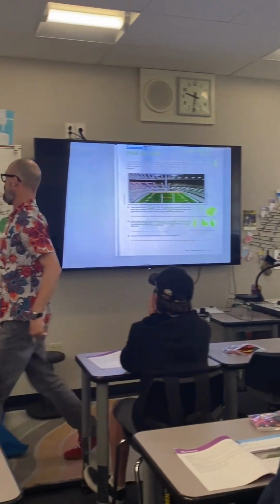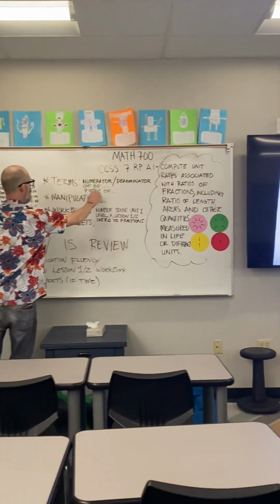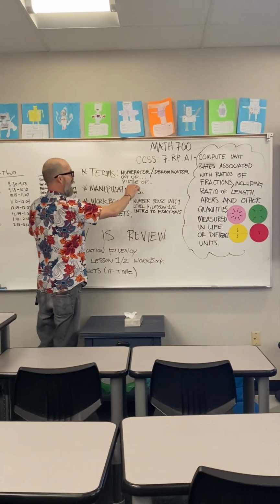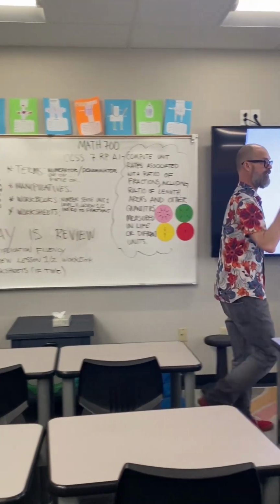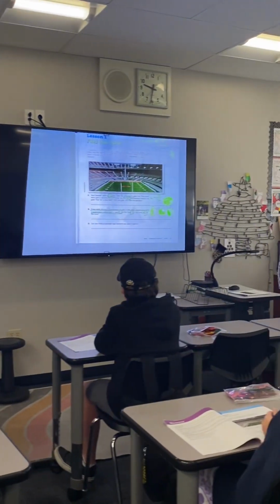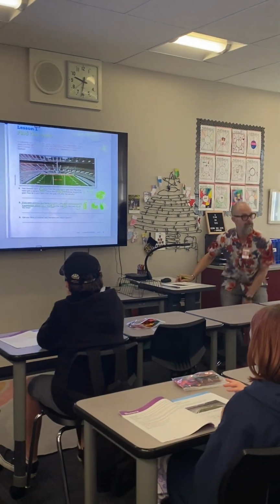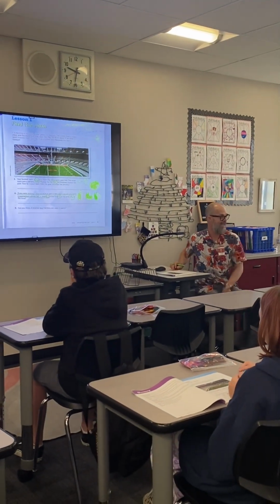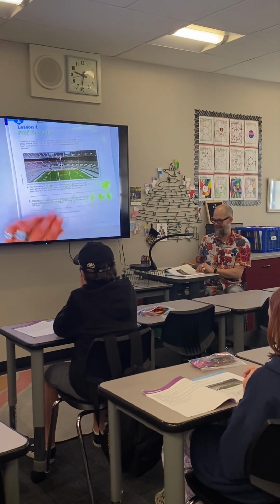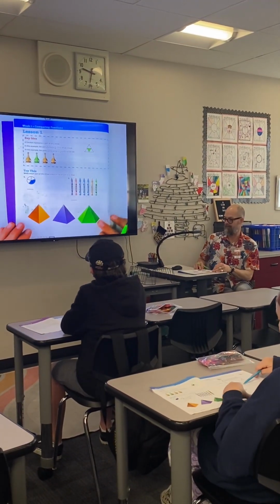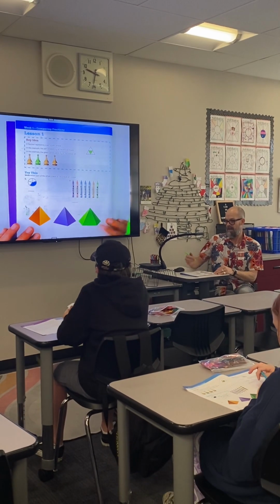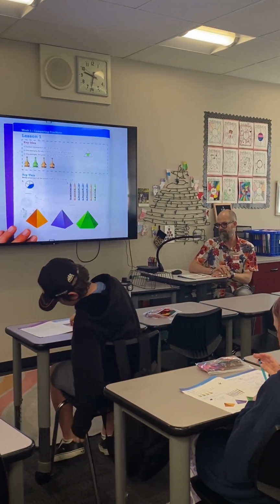Remember the words we use. Numerator, denominator, great, we got that. Out of, a piece of, right? A fraction of the whole. Yes? Yeah. Caleb? Let's look at these. I like the pictures. A fraction represents a part of any whole.